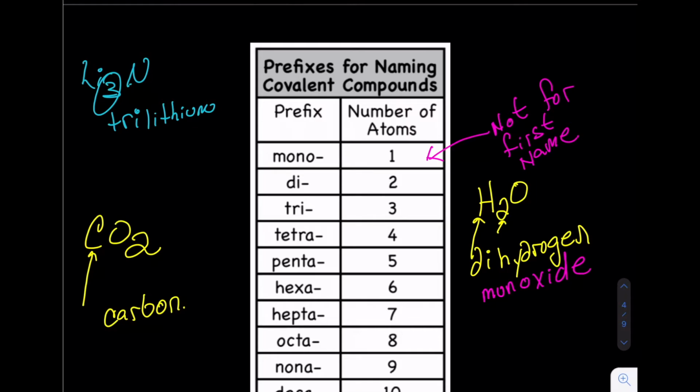Okay, let's try the second one. We have carbon for the first name. The second name is oxygen, right? So this is oxygen. We're going to drop -gen and make it -ide. There are two of them, which makes it di. So this is going to be carbon dioxide.